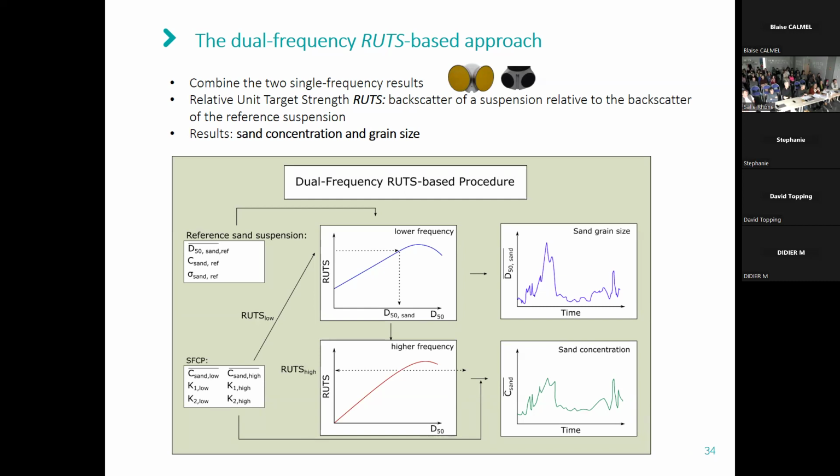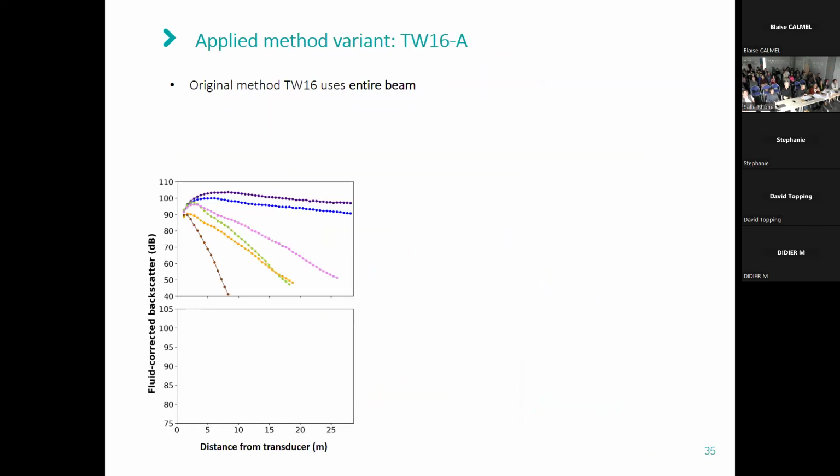When applying this method, I just want to show you a few modifications I applied to this standard method, which I call TW16A in my manuscript. So the original method of the TW16A uses the entire beam to determine the attenuation using a linear regression. However, in my application, I performed adaptations. I just want to show you the modified area of the beam I used.